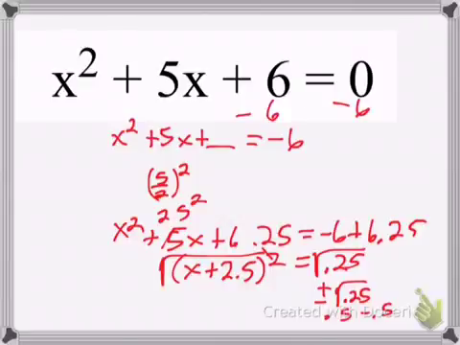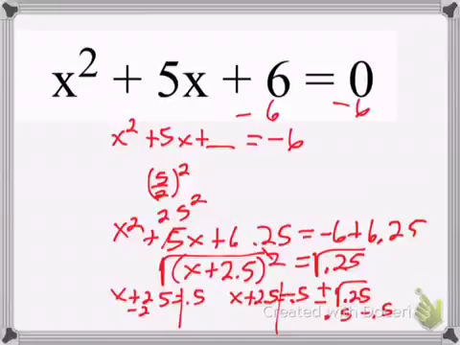So we set up two equations: x plus 2.5 equals 0.5, and x plus 2.5 equals negative 0.5. You get a positive and negative answer, so minus 2.5 and minus 2.5. That gives me x equals negative 2, and x equals negative 3. So those are our intercepts.